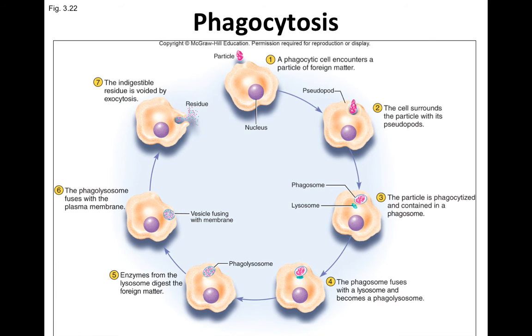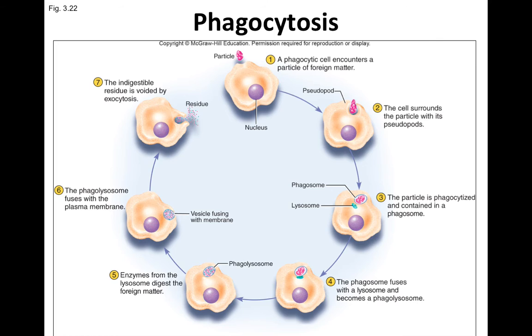Once this is done, a number of things can happen with this substance, but here it's showing you that the phagolysosome, with its membrane characteristics, can simply merge with the plasma membrane once again, and then cause you to expel the product. This is called exocytosis, and we're going to look at it here in just a minute.